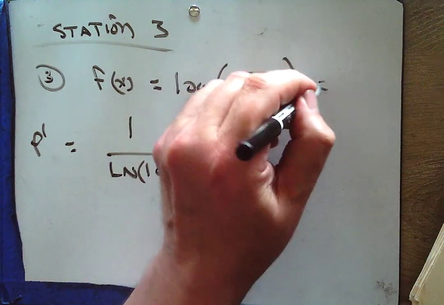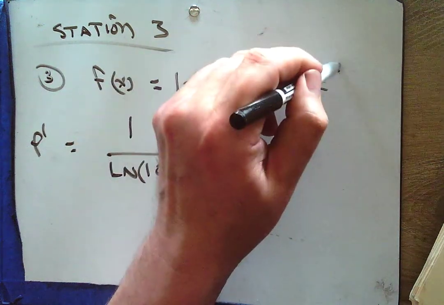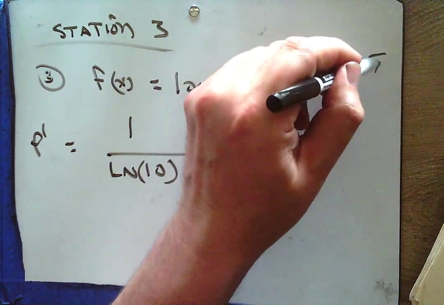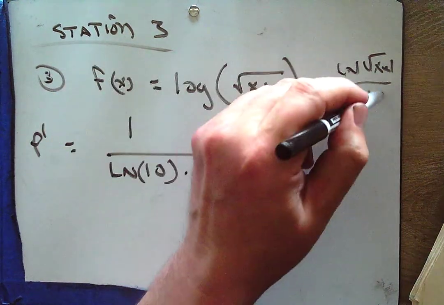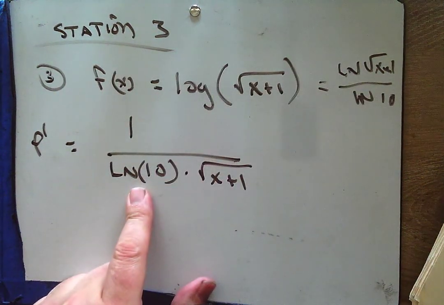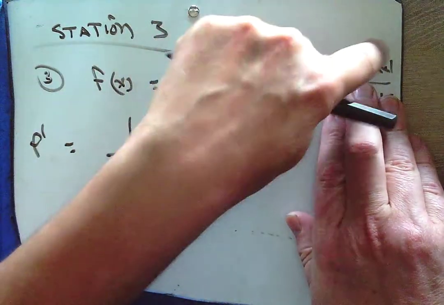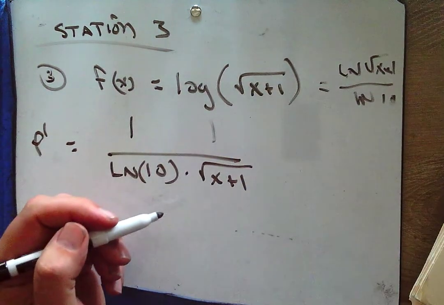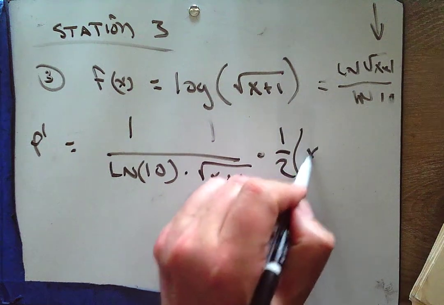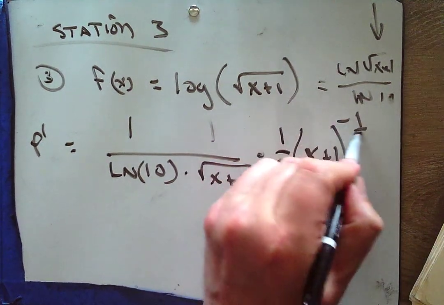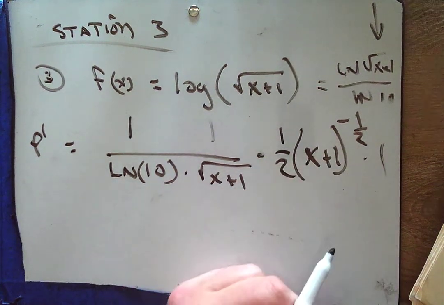Why? Well, remember what we're really looking at here is ln of square root x plus 1 over ln of 10. So there's that ln of 10. And then the derivative of this, ln of stuff, is 1 over stuff. Here's my 1 over stuff. Times, don't forget the derivative of stuff. A lot of people actually forget this part, times 1. I'm not sure why they forget this part.